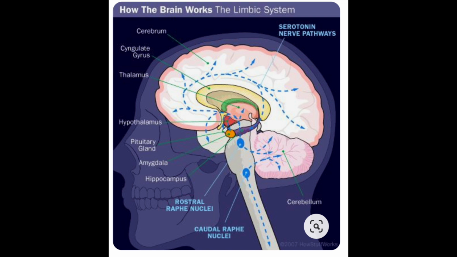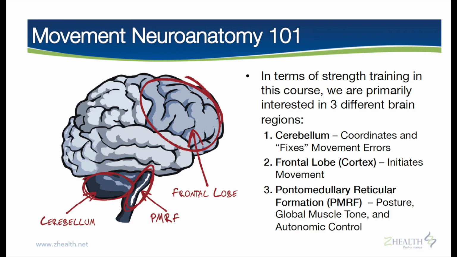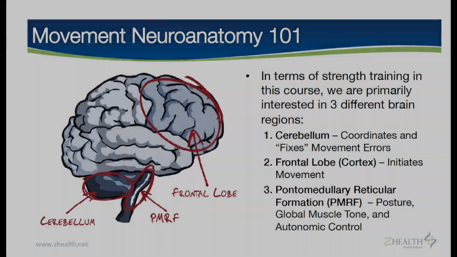So our sense of smell is connected directly to the brain because it's our most primitive sensory feedback. And then this area of the brainstem has a really long name, so we go by the acronym, but I'll say it one time, it's pontomedullary reticular formation, like the medulla. So PMRF, this is responsible for posture, global muscle tone, autonomic control.